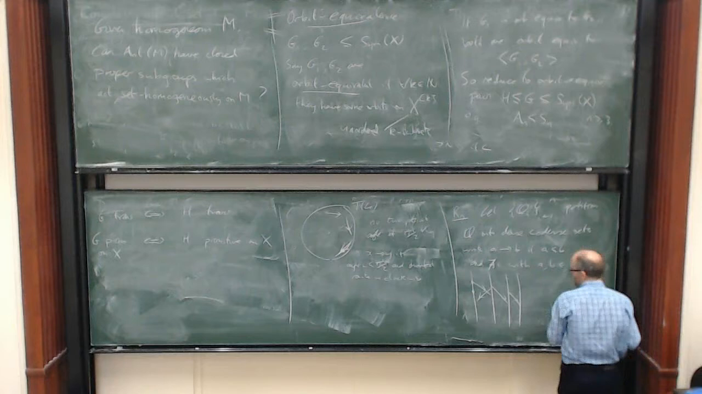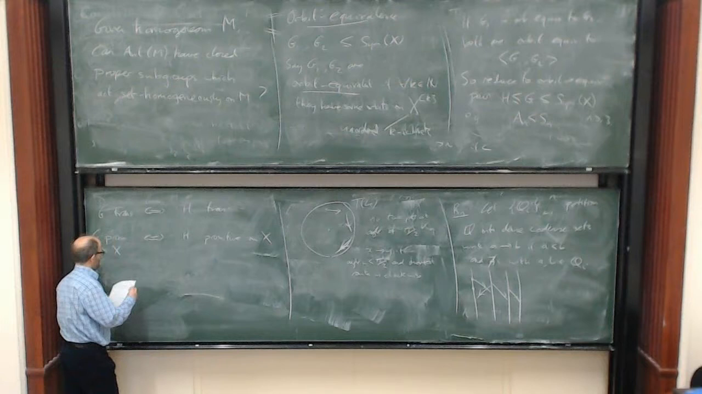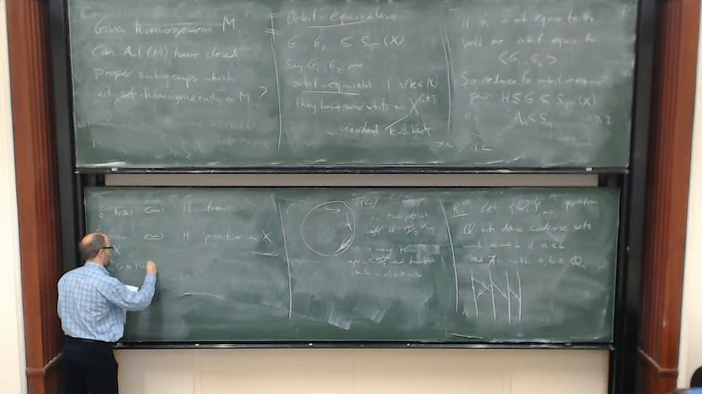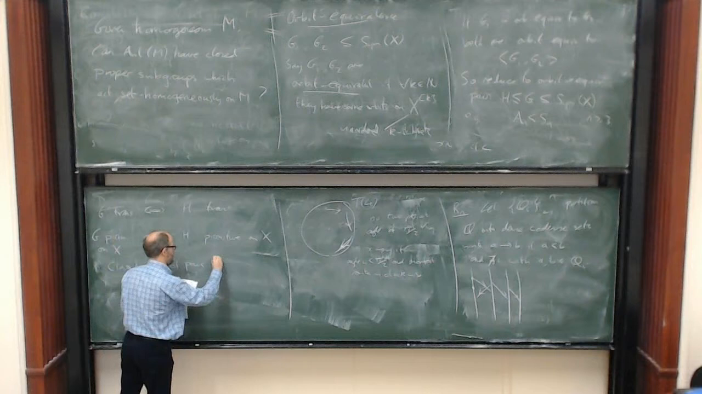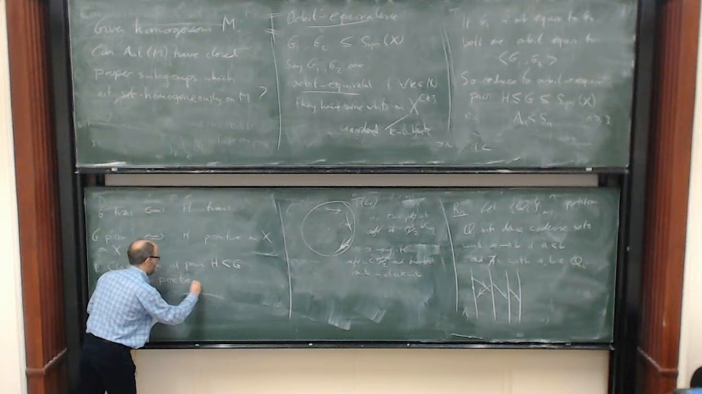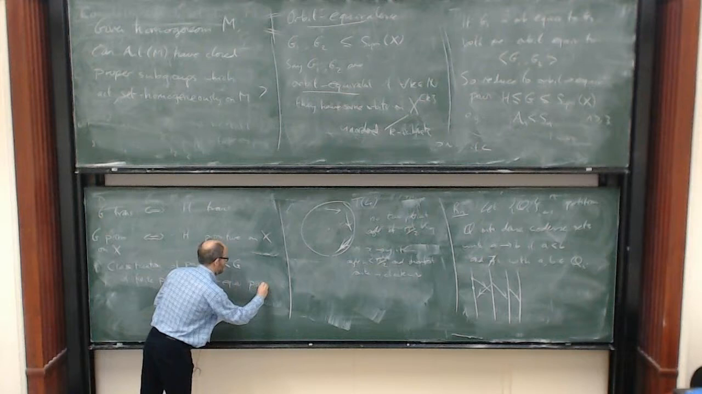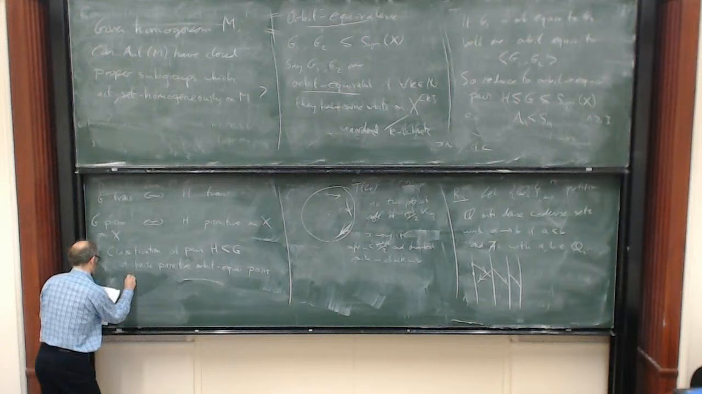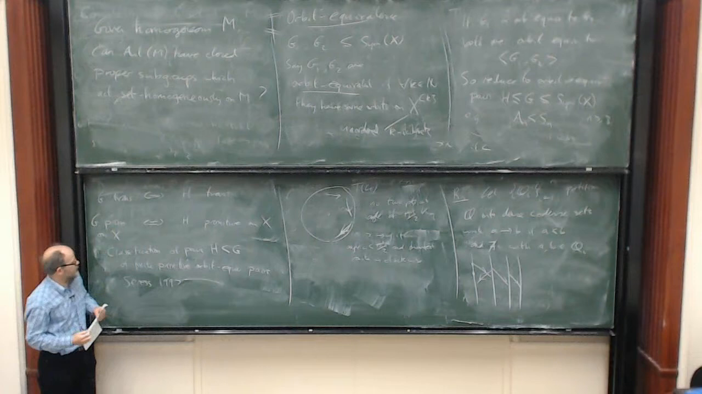So what's known on this notion? Well, there's now a classification of pairs H, distinct, contained in G, of finite primitive orbit equivalent pairs. This is due to Seress in 1997. It comes out of earlier work from the 80s.